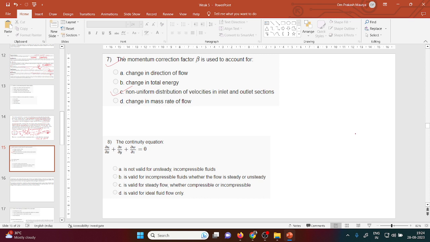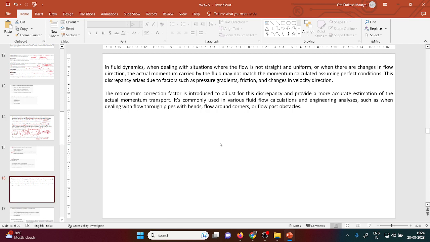Now question number 8. Yeah, I want to discuss what is written. I have two paragraphs about that. In fluid dynamics, when dealing with a situation where the flow is not straight or uniform, or when there is a change in the flow direction, the actual momentum carried by the fluid may not match the momentum calculated using the perfect conditions.